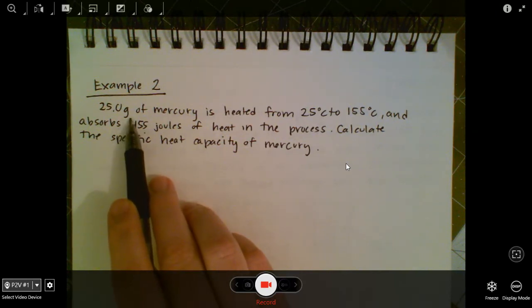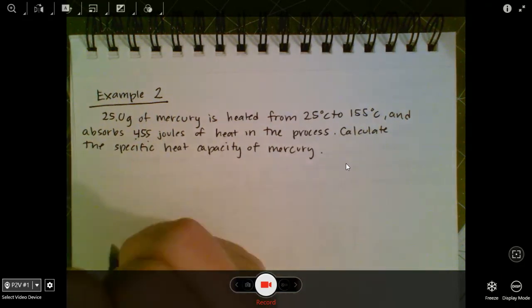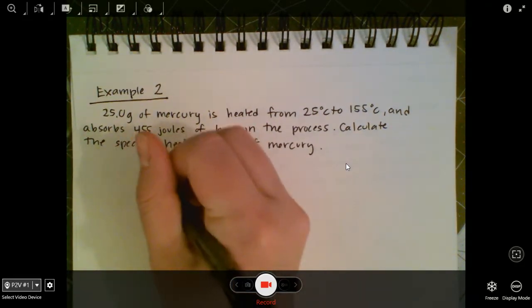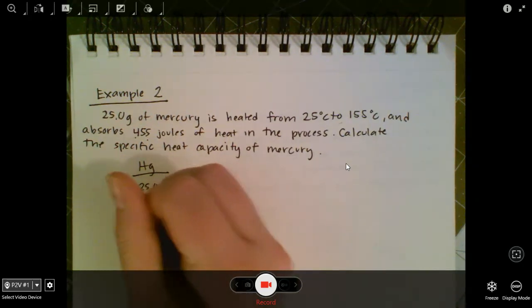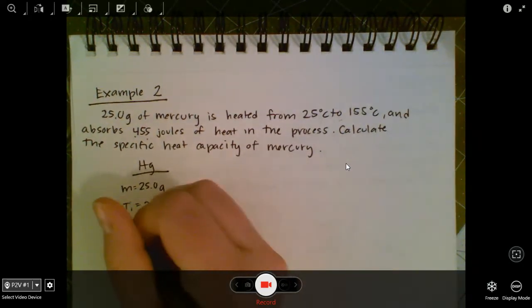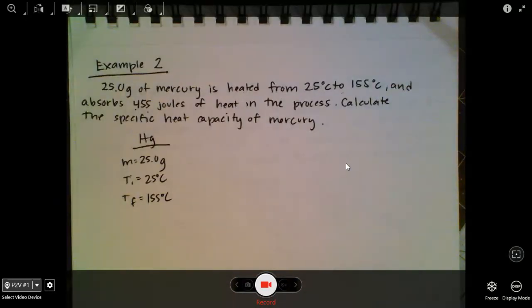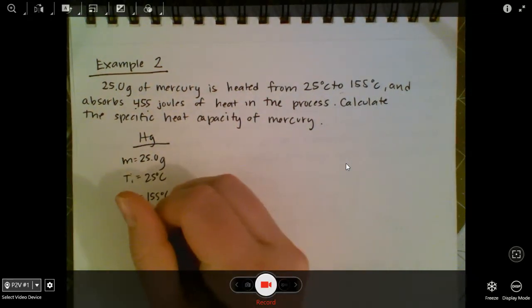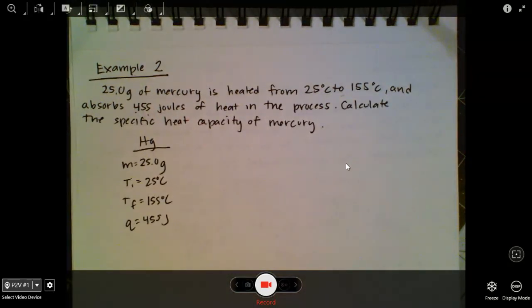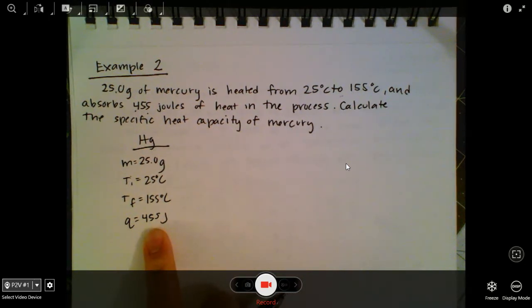So 25 grams of mercury heated from blah, blah, blah. We've got 455 joules. So we've only got one substance here, and it's just mercury. So information we do have, we know its mass is 25 grams. We know that its T initial is 25 degrees Celsius and its T final is 155 degrees Celsius, right? We also know the heat that made that happen was 455 joules. Like in our previous problem, we had to figure all that out with the water. They're just giving that to you already. So this is a little bit easier.